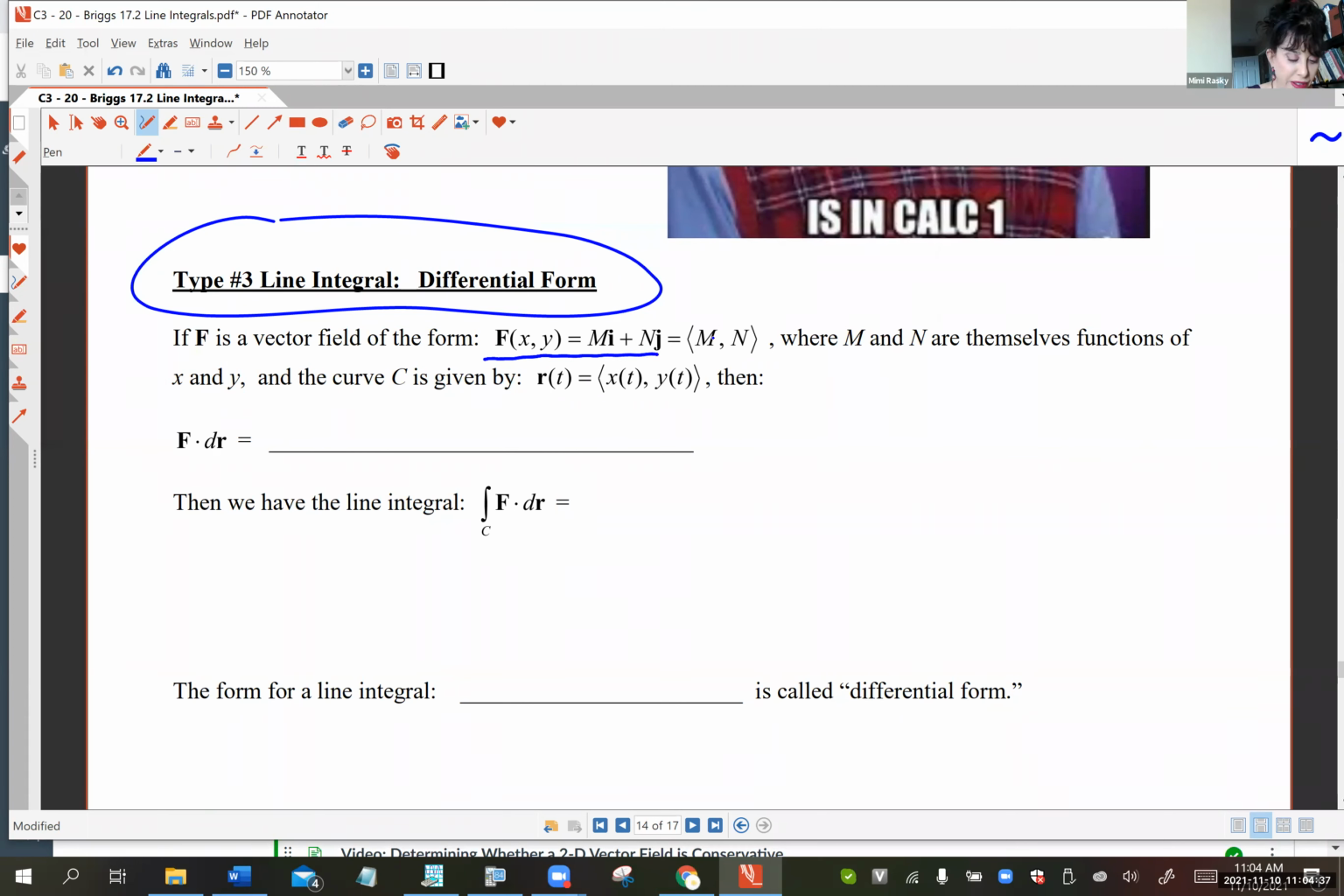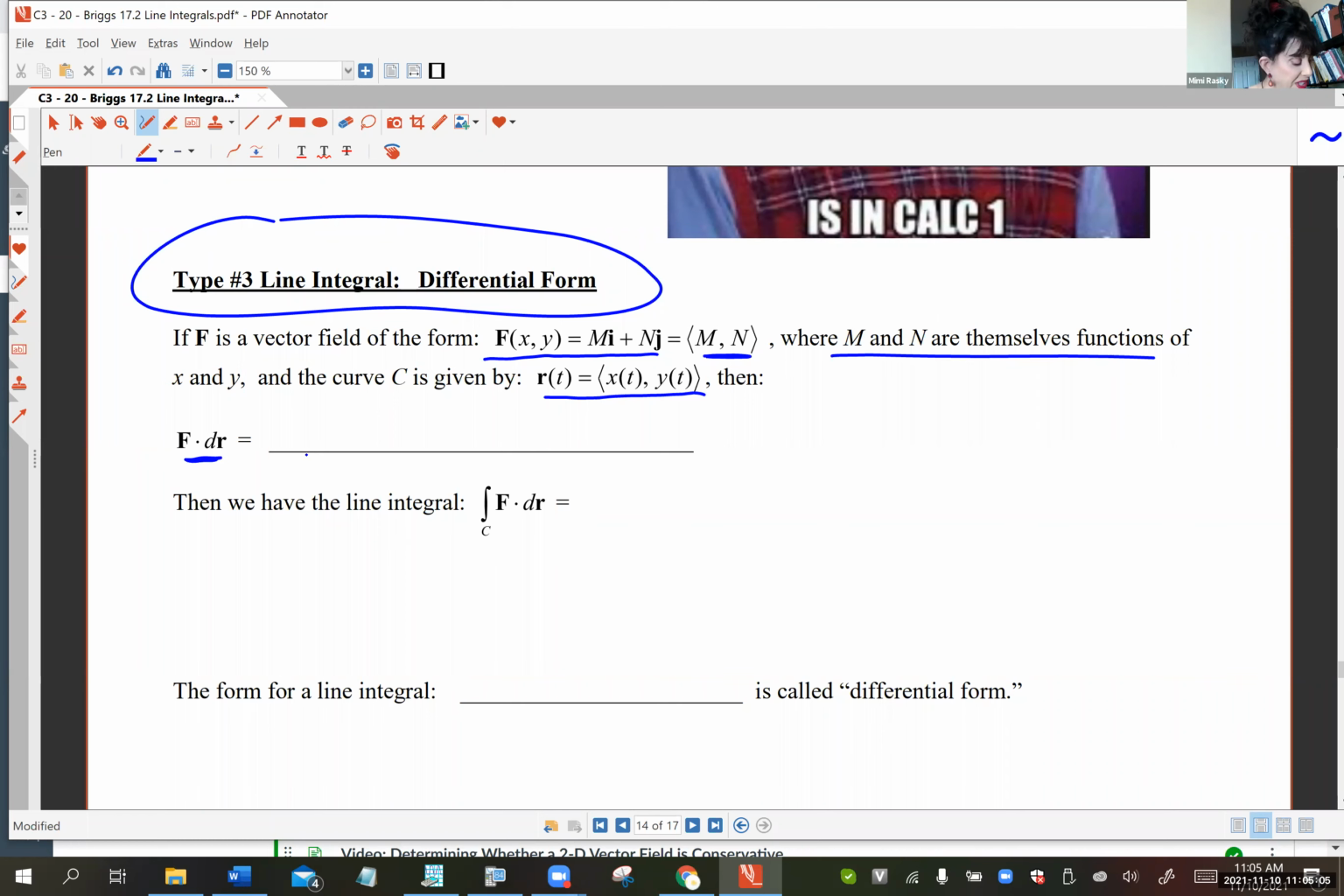So let's say you have a vector field F(x,y) and the components are given by M and N. This is very traditional in math textbooks where your force field, they denote the components M and N. You'll see this when you get to differential equations. And so those are functions themselves. And let's say your vector valued function is given to you by x(t), y(t). Then what does F·dr look like, this dot product?